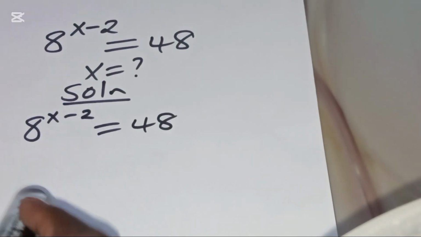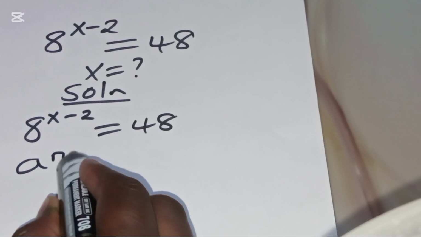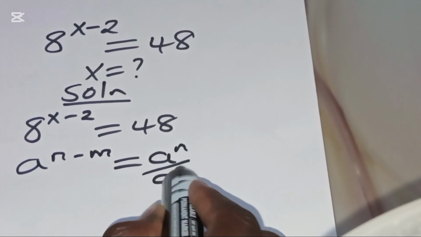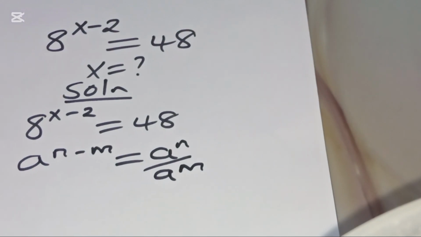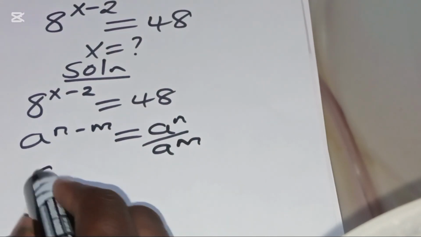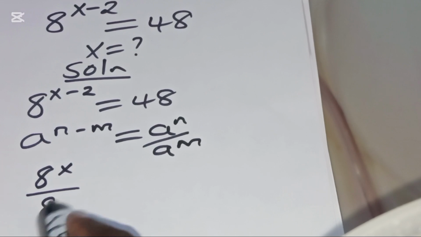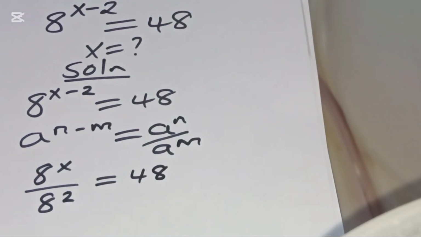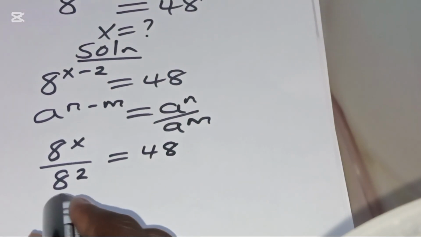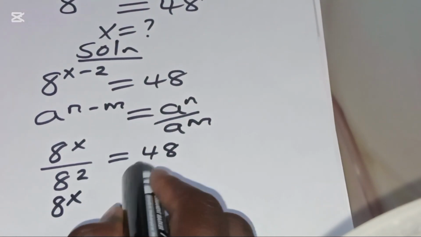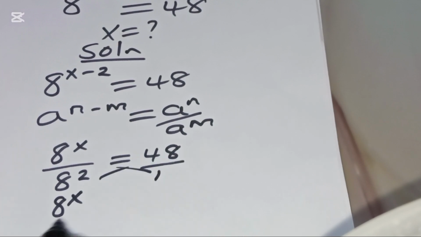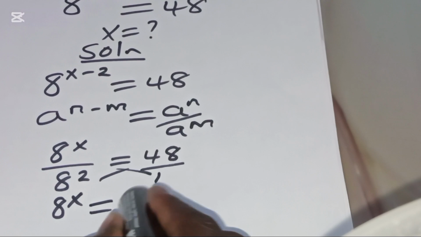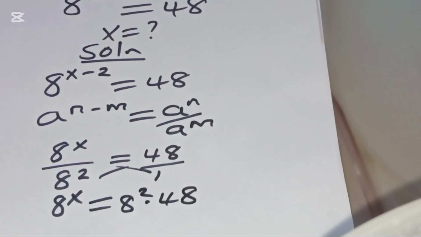8 to the power x subtract 2 is actually in the form of 8 to the power n subtract m, which you can express as 8 to the power n divided by 8 to the power m. Now applying this indices identity, we'll have 8 to the power x divided by 8 to the power 2. This should give us a value of 48. Now we'll have 8 to the power x. 48 is our whole number, so if you cross multiply here, we'll have 8 to the power x equal to 8 to the power 2 multiplying by 48.